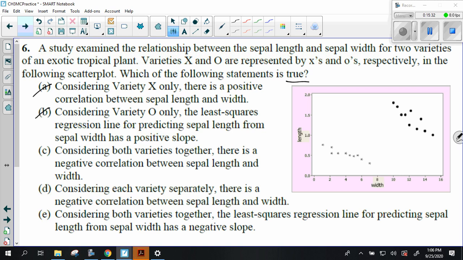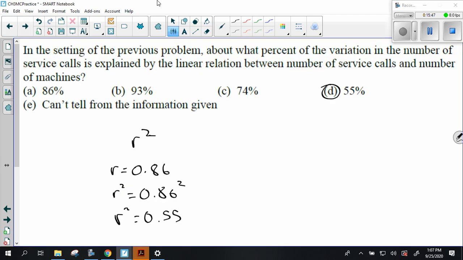Considering both varieties together, there is a negative correlation. No. All right, hold up. You probably caught this. 0.86 squared is 0.7396, and thus we would choose C. Sorry about that.